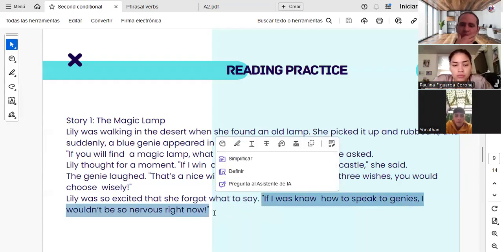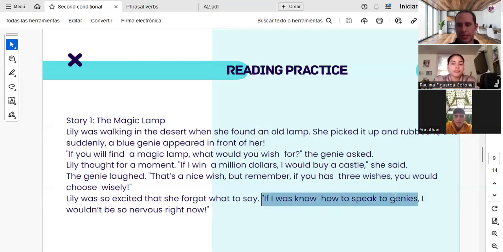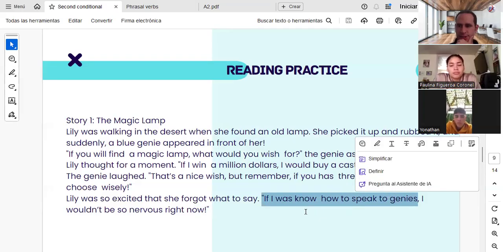If I was know how to speak genie, I will be nervous. The mistake is the know. Yes. In the if clause, there are 2 mistakes. What are the mistakes? If I was know. Correct. But was, are you sure we need to use was here? No, it's not necessary. Right? If I knew how to speak genie, I wouldn't be so nervous right now.